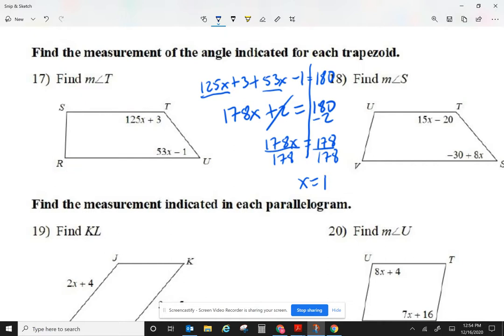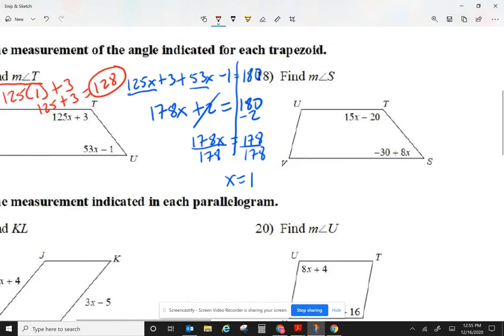Then the instructions here are find the measurement of angle T. I'm going to use the value of x. I see angle T is 125x plus 3. So I'm just going to go 125 times 1 plus 3. I know 125 times 1 equals 125, plus 3 gives me 128. I have to do the multiplication first.